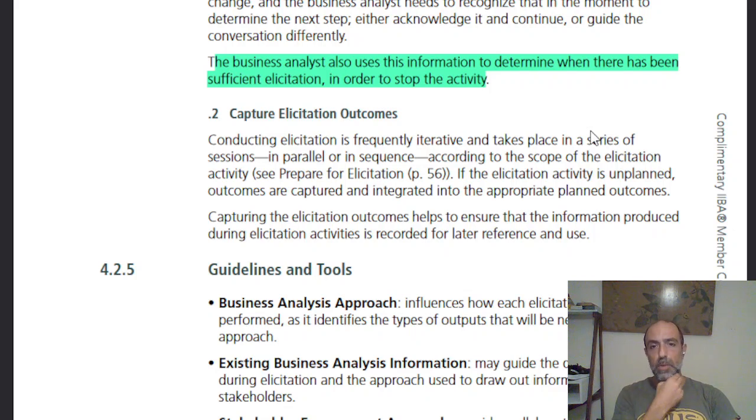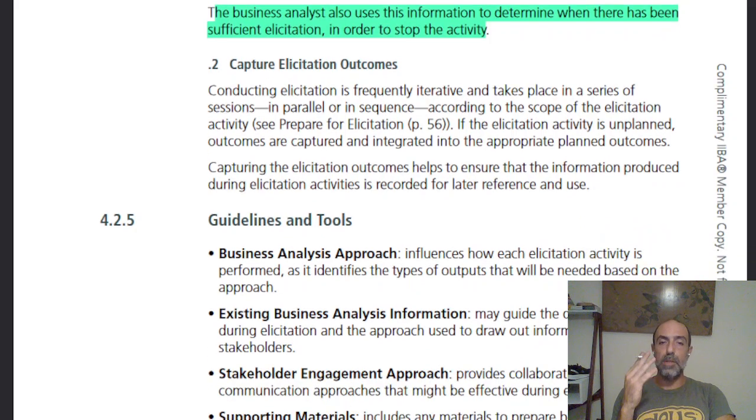Conducting elicitation is frequently iterative and takes place in a series of sessions in parallel or in sequence, right? So we don't know if the sessions are happening together or happening one after the other. According to the scope of the elicitation, naturally, everything has to be checked whether it's actually part of the scope. Elicitation activities' unplanned outcomes are captured and integrated into the appropriate planned outcomes.